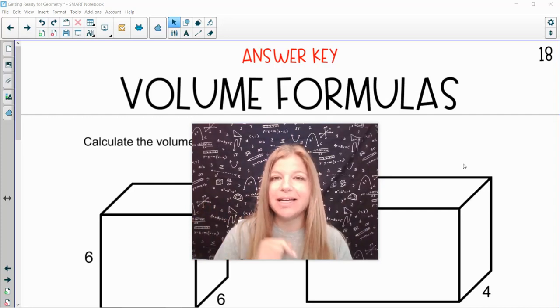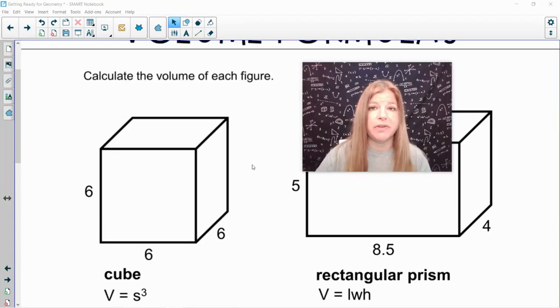Hey guys, let's take a look at some volume formulas. In this video, we're going to take a look at the volume of a cube, a rectangular prism, a cylinder, and a sphere. Let's take a look together. The directions say calculate the volume of each figure.